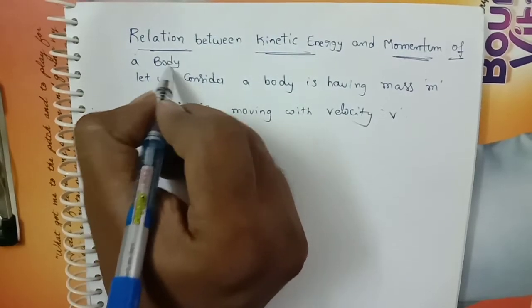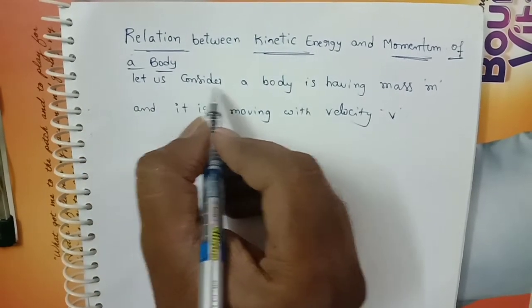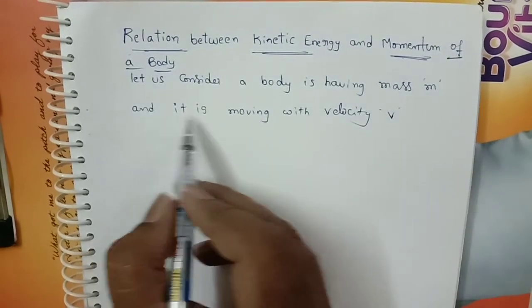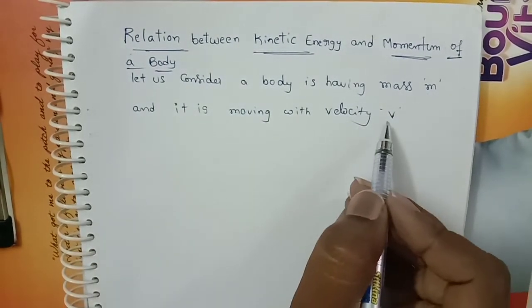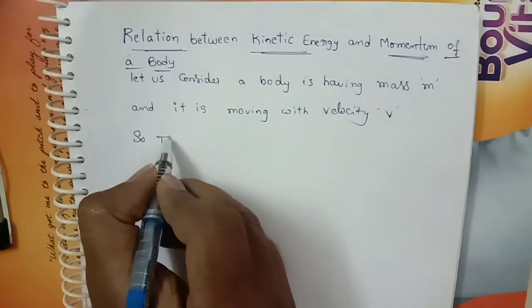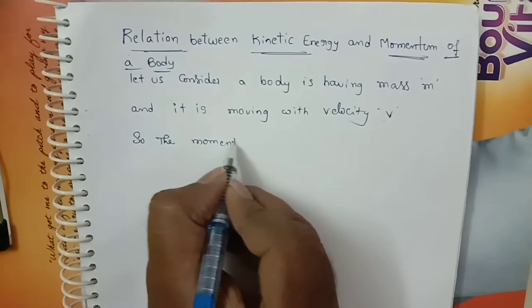Students, today our topic is the relation between the kinetic energy and momentum of a body. For this, let us first consider a body. It is having mass m and the body is moving with velocity v. This moving body has both kinetic energy and momentum.